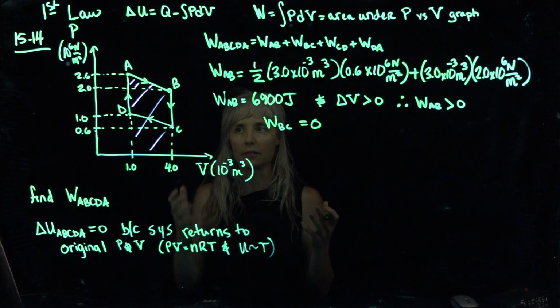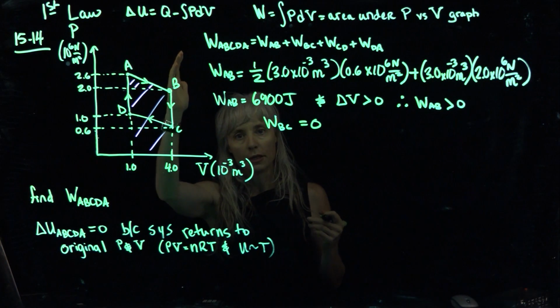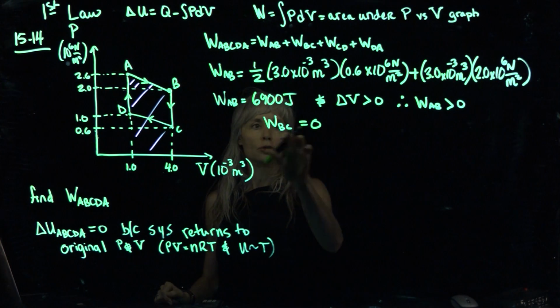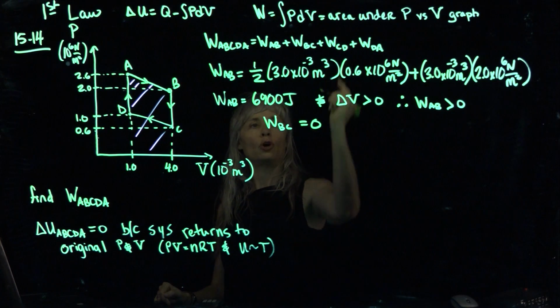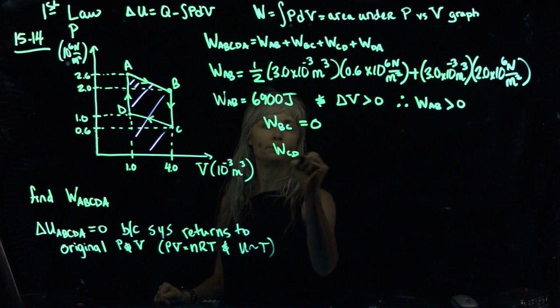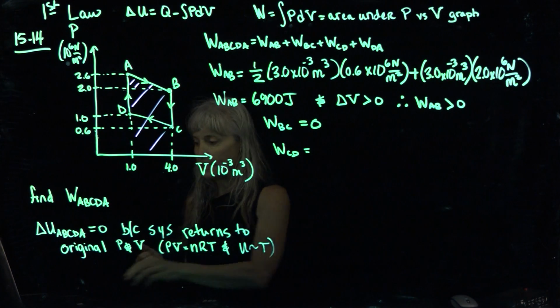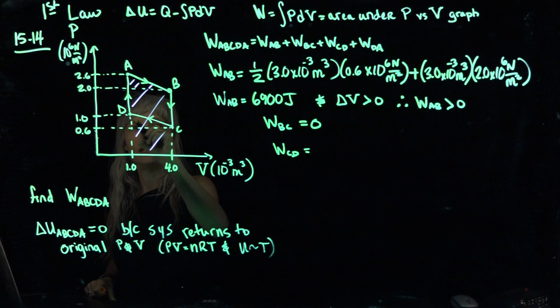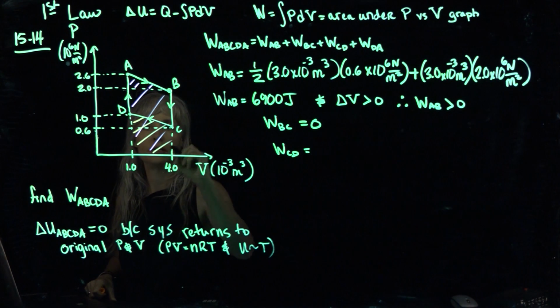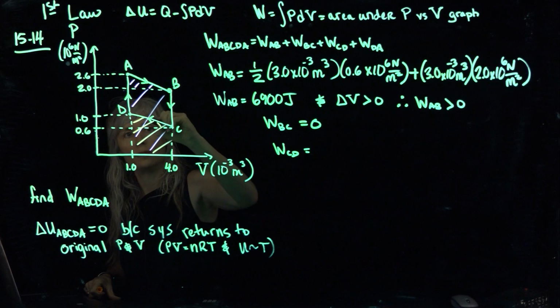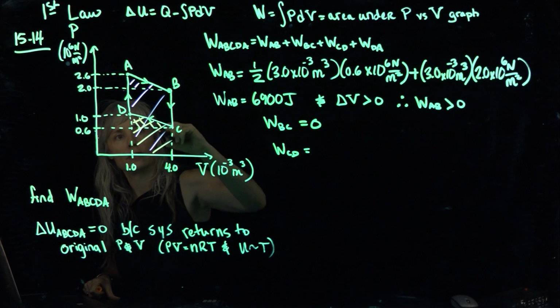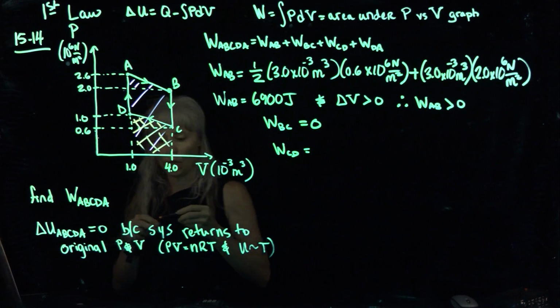Now, there's several ways to see it, right? No area under the curve, there's no change in volume, so the work is 0. All right, so the work from C to D. The work from C to D is going to be the area under the curve from C to D. So it's going to be this area here. And you can see that that's going to amount to this little triangle here and then this rectangle below.